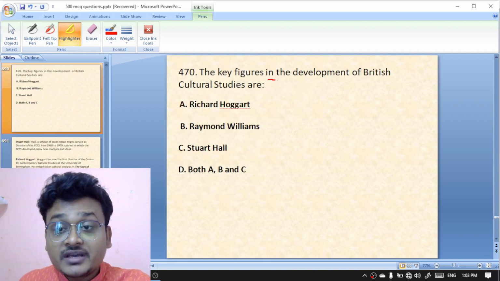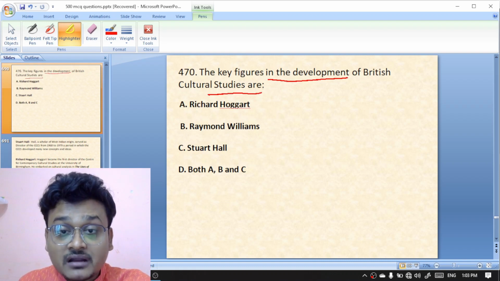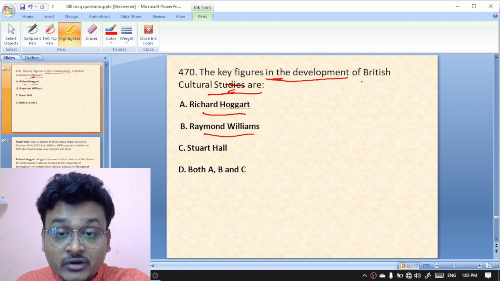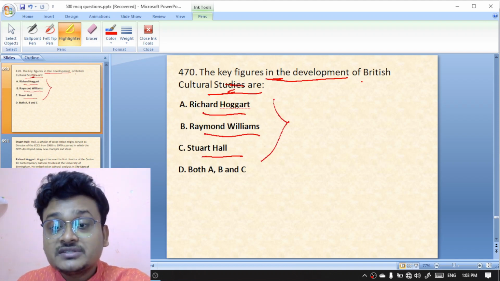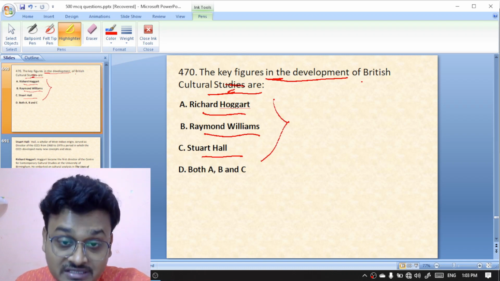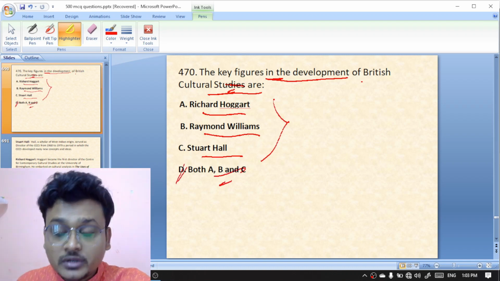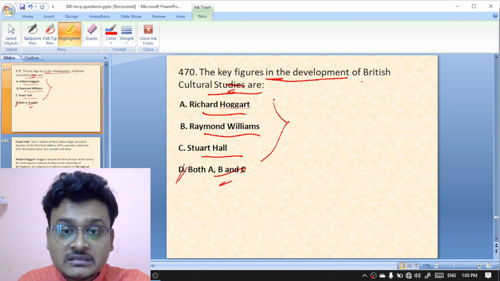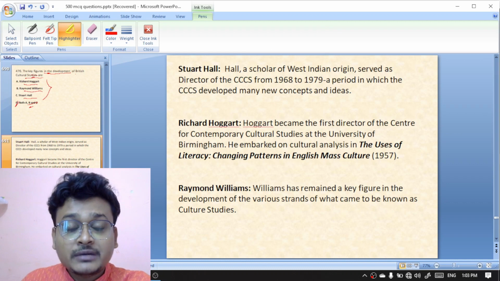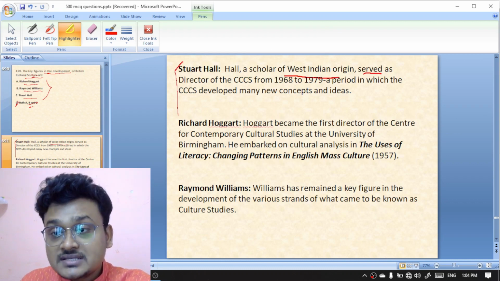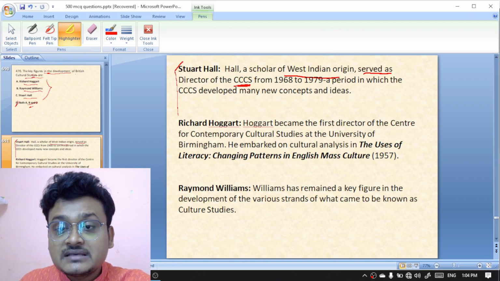Now, the key figures in the development of British cultural studies are: Richard Hoggart, Raymond Williams, Stuart Hall. So these three are all prominent figures in the development of British cultural studies. So here D is the right answer. A, B, C, all of them are prominent figures in the field of cultural studies. Let's look at this. Stuart Hall, a scholar of West Indian origin, served as the director of the CCCS.